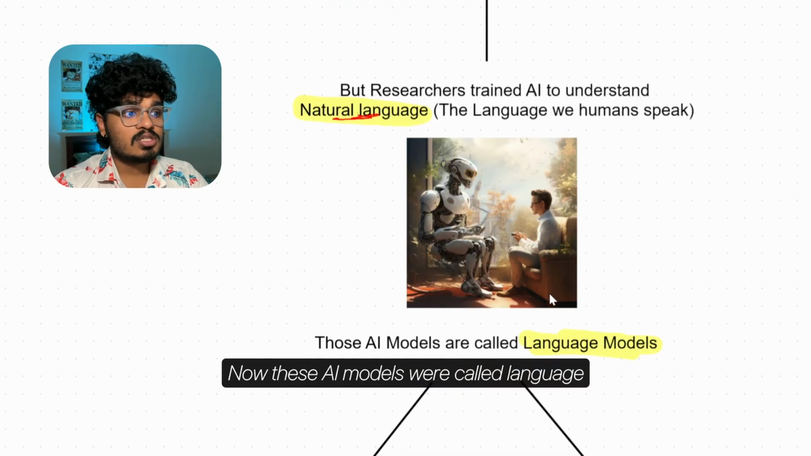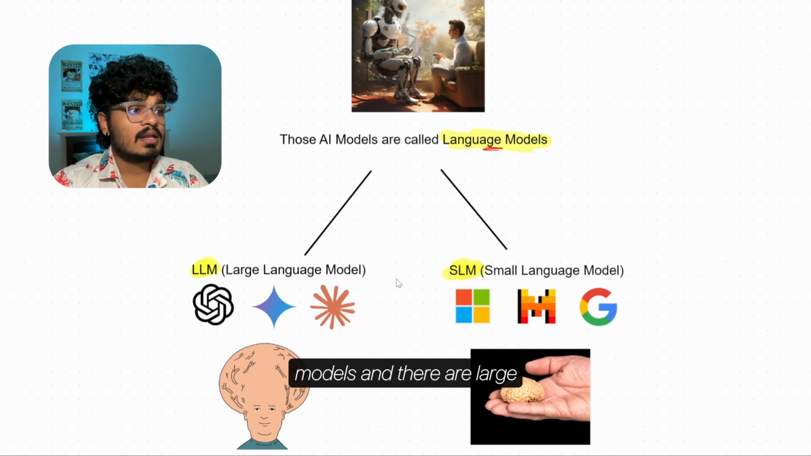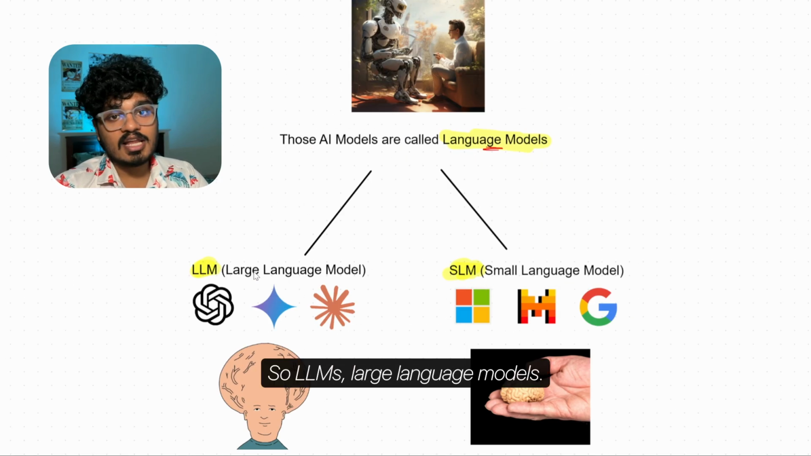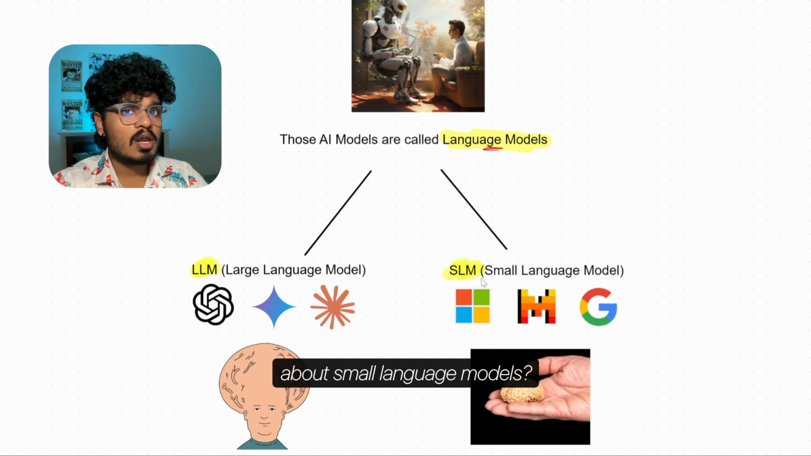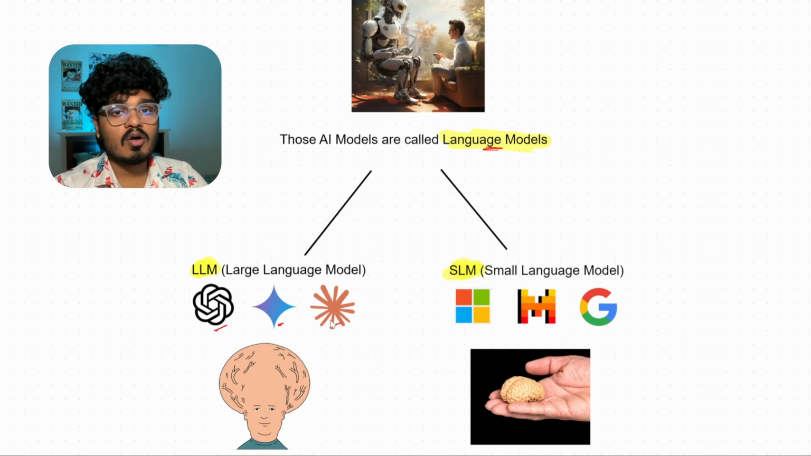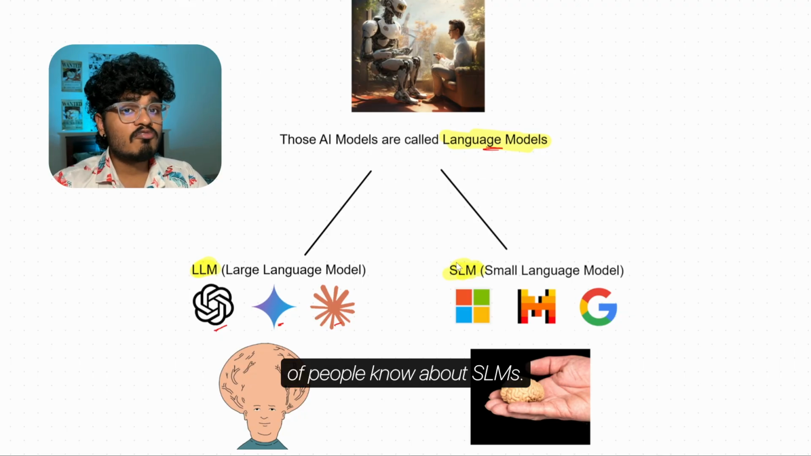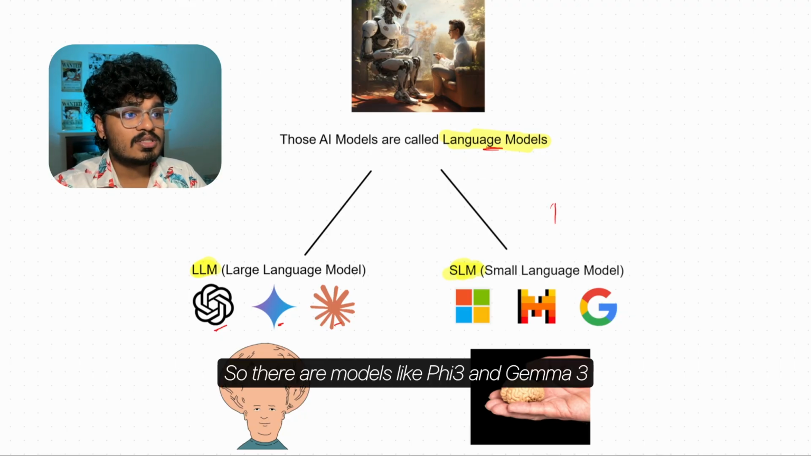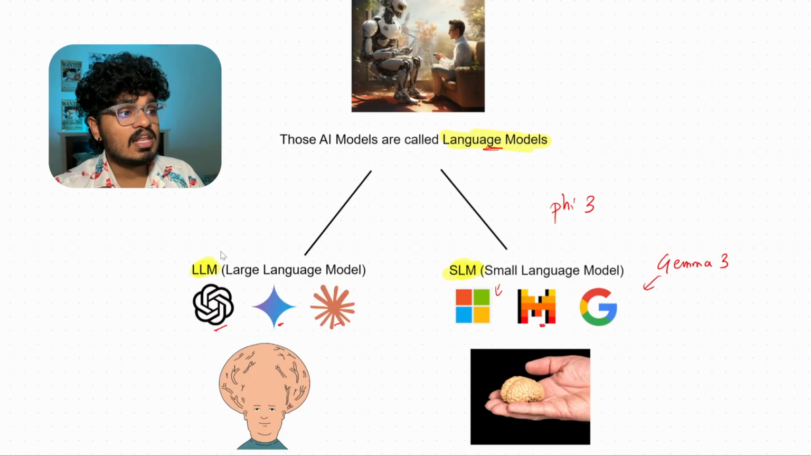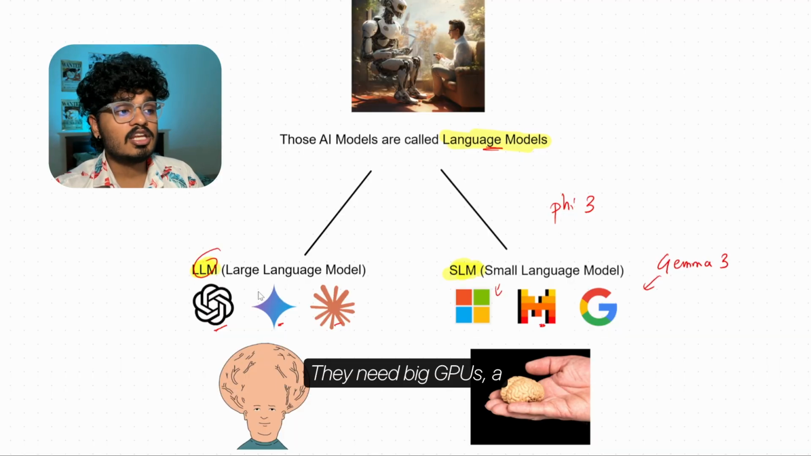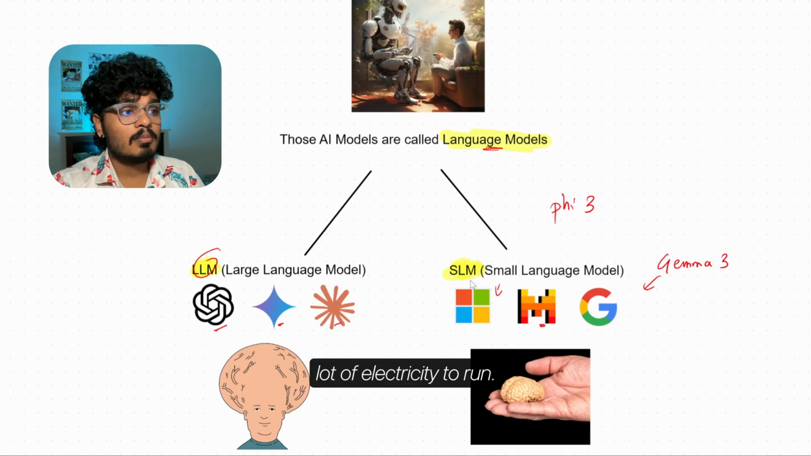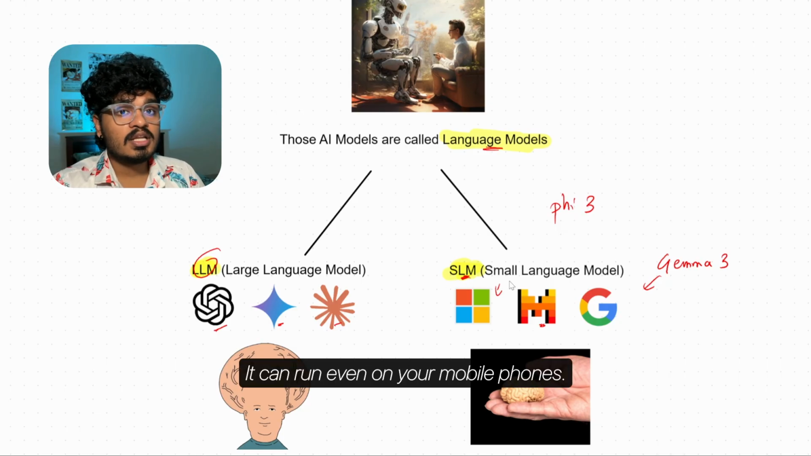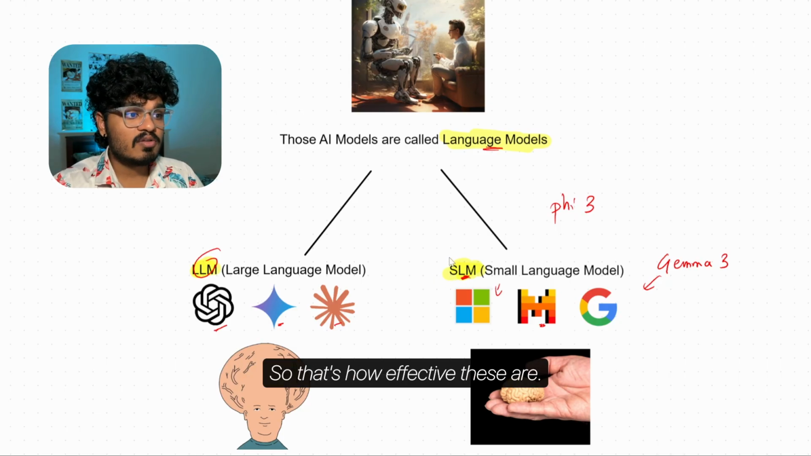Now these AI models were called language models, and there are large language models and small language models. So LLM is large language model. But have you ever heard about small language models? LLMs are used on a daily basis, like ChatGPT, Gemini, Claude. A lot of people use them, but not a lot of people know about SLMs. So there are models like Phi-3 and Gemma 3 by Google. Phi is by Microsoft. LLMs are very resource intensive. They need big GPUs and a lot of electricity to run. But these SLMs are very easy to run. They can run even on your mobile phones. So that's how effective these are.